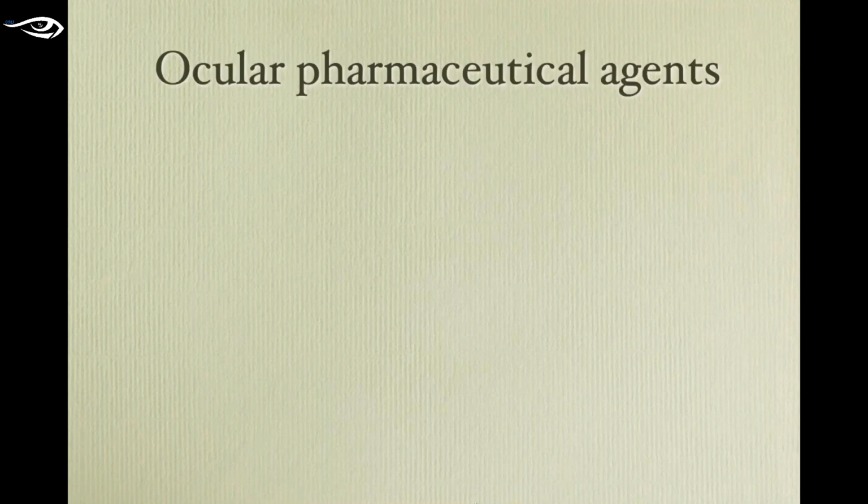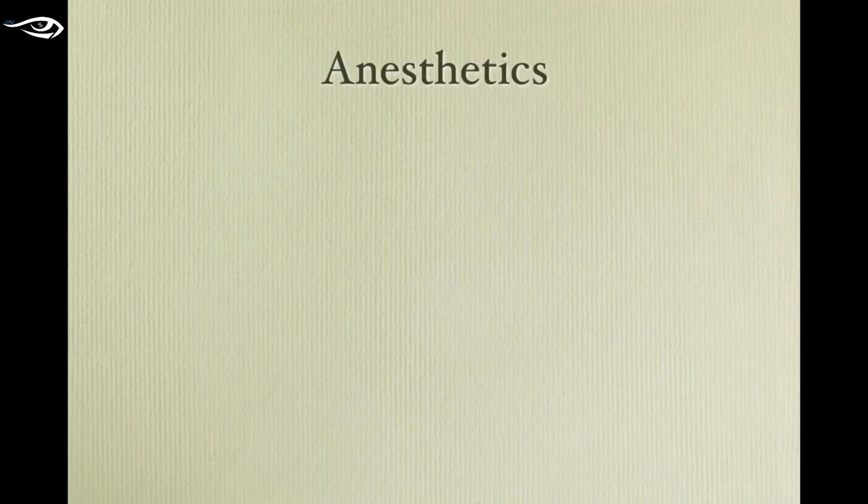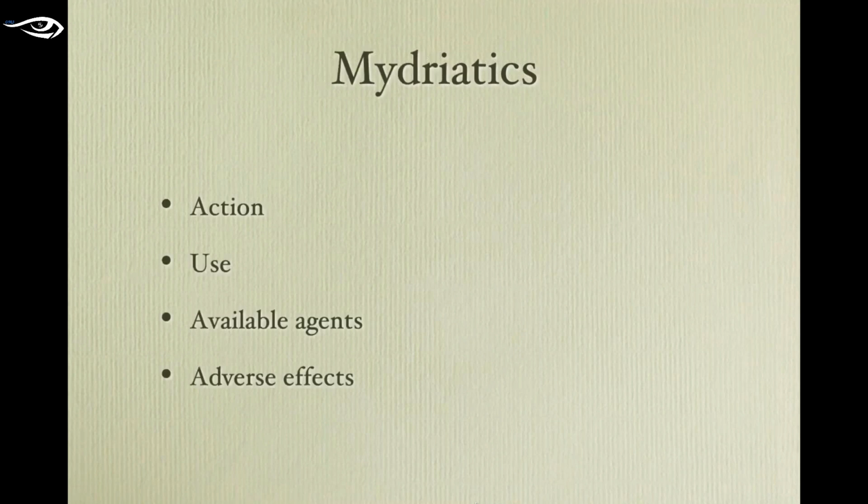Real briefly, ocular pharmaceutical agents, anesthetics. I don't use anesthetics. Some people put an anesthetic drop in first before putting a cycloplegic agent in. My view is the drop that I get in the eye, I want to be the drop that's going to work. I go straight to cyclopentolate, which is both a mydriatic and a cycloplegic. It's not the best mydriatic. If I want to get a better dilation, I'll put tropicamide in as well.